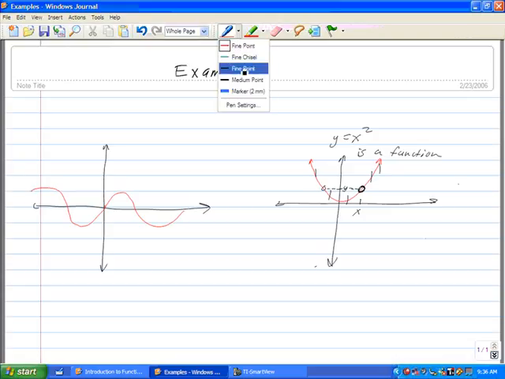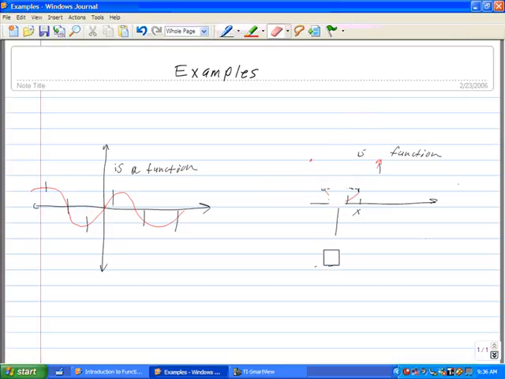Is the sine wave an actual function? Well, let's see. Can't hit it more than once there. Can't hit it more than once there. Not there. Not there. Not there. I can't see anywhere I could hit this thing more than once. So your sine wave is a function.